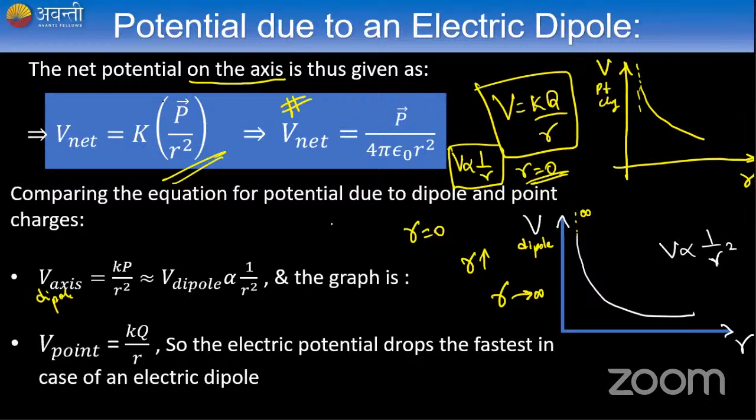The dotted line which I'm drawing is for the dipole. The thick line which I'm drawing is for the point charge potential. As r tends to infinity, this tends to 0. So we can conclude that the electric potential due to a dipole decreases the fastest compared to the electric potential due to a point charge, correct? Please reply.